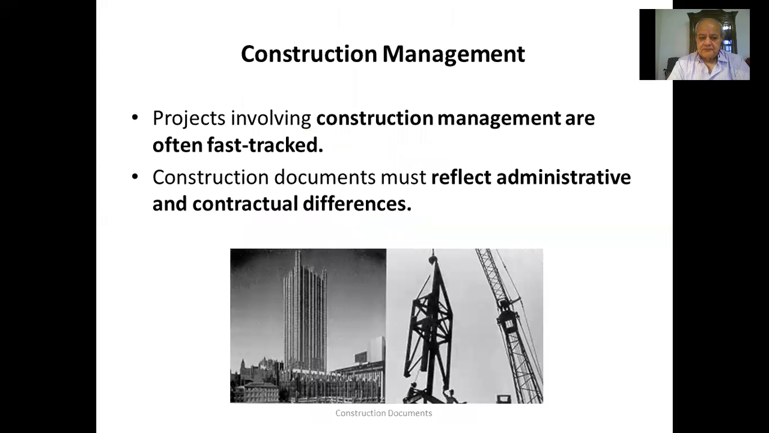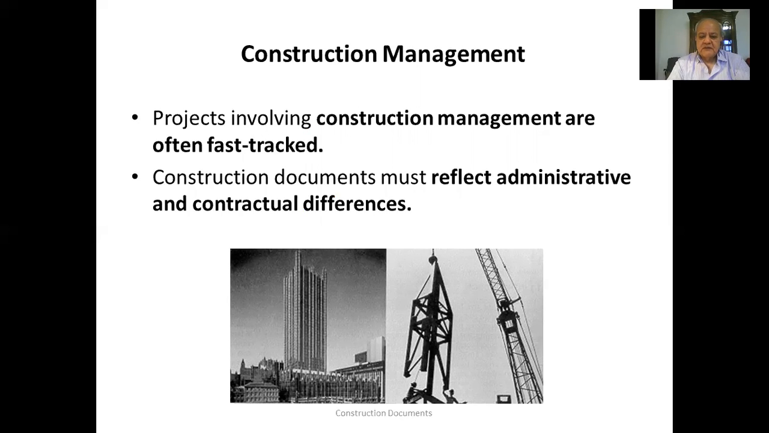Construction management. There are now big firms that work as construction managers, and they are usually needed in fast track projects because it requires a lot of coordination and documentation and change orders, and it's very hectic.